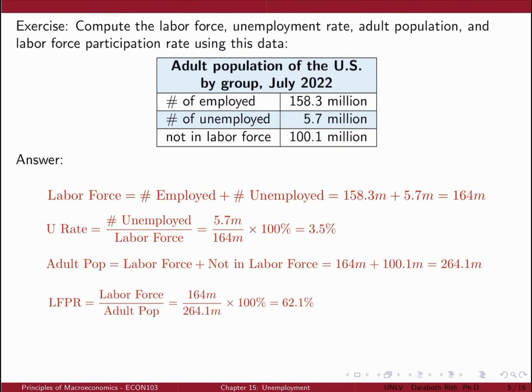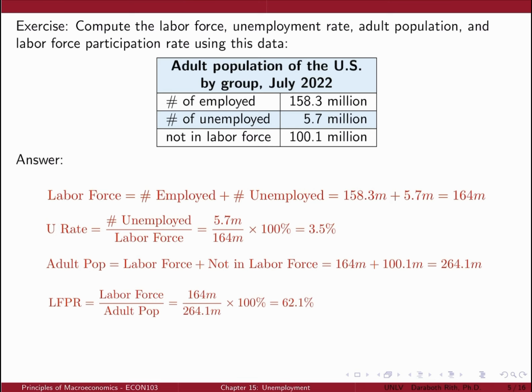equals 3.5%. Then the adult population can be found by summing the labor force and the number not in the labor force. Adult population equals 164 million plus 100.1 million equals 264.1 million.